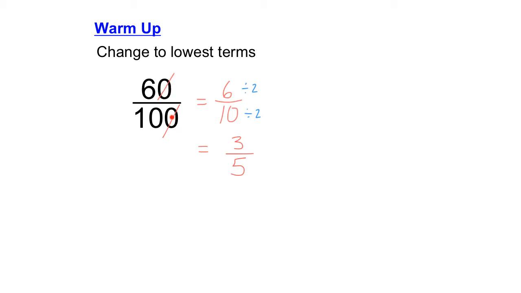If they both end in 0, that means you can divide them both by 10, which gives you 6 out of 10. They're both even numbers. You can divide them both by 2, which gives you 3 over 5. And that's lowest terms. So hopefully you were able to do that.